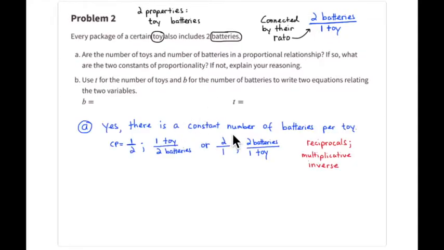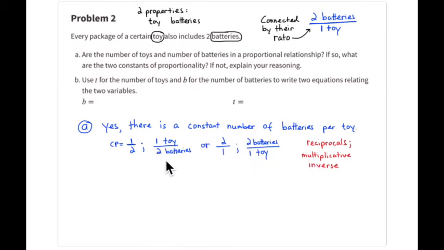And so yes, there is a constant number of batteries per toy, so there's a constant of proportionality. So it's either 2 batteries per one toy, or it's 1 toy per 2 batteries. Now notice, if you write this relationship as the unit rate, it's going to be a half of a toy per 1 battery. Because if you have 1 battery, that means you have a half a toy. Well, it doesn't make any sense. You're going to have at least 2 batteries because you need at least 1 whole toy. But that's a way to look at it.